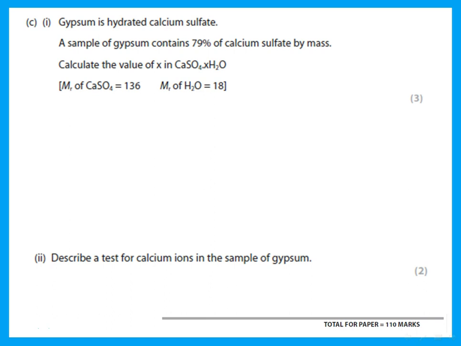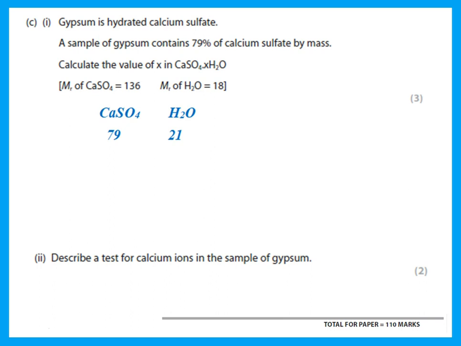Gypsum is hydrated calcium sulfate. A sample of gypsum contains 79% calcium sulfate. Calculate the value of x. Again, this is a typical question. Please pay attention. We're doing it as if we're determining an empirical formula. So he says I have 79% calcium sulfate. That means the rest of the 100 is water. So 100 minus 79 comes out to be 21% water.